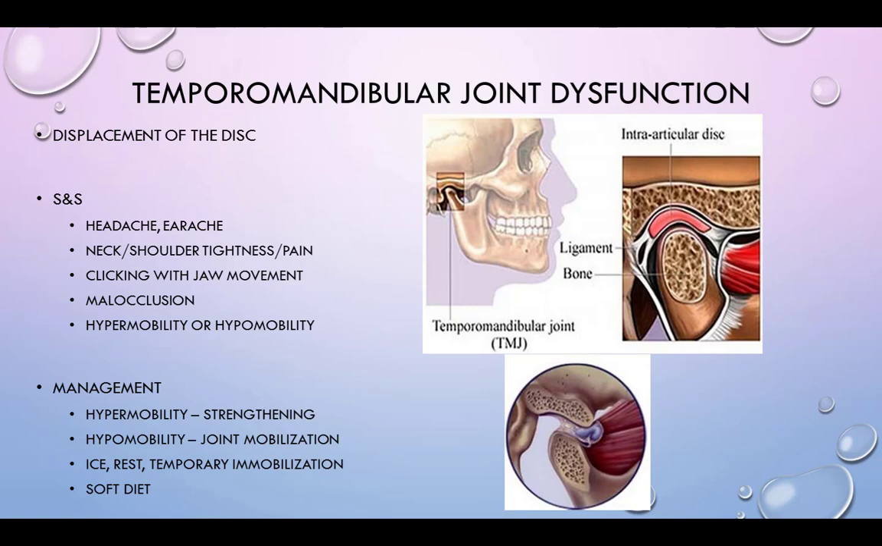Management for TMJ dysfunction should include strengthening if the problem is hypermobility, joint mobilizations if the problem is hypomobility, ice, rest, and possibly temporary immobilization. Sometimes temporary immobilization includes wiring the jaw shut. Talk about the ultimate liquid food diet. If the mouth is not wired shut, placing the patient on a soft diet may help decrease some of the irritation at the disc.